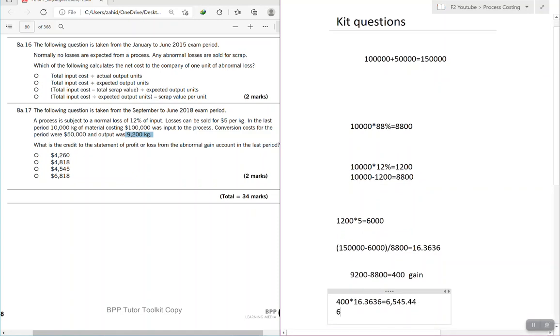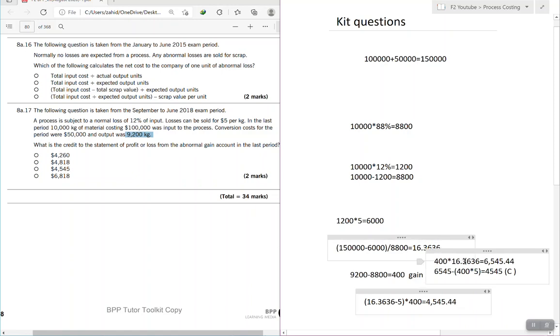6,545. But remember, what we credit to the process account, to the P&L, is when we minus the scrap value from it, which is 1,745. Or you could simply do it like this. We have 16.3636 minus the scrap value multiplied by 400, which will give you the same thing. So this is the first part of process costing. Next is work in progress.